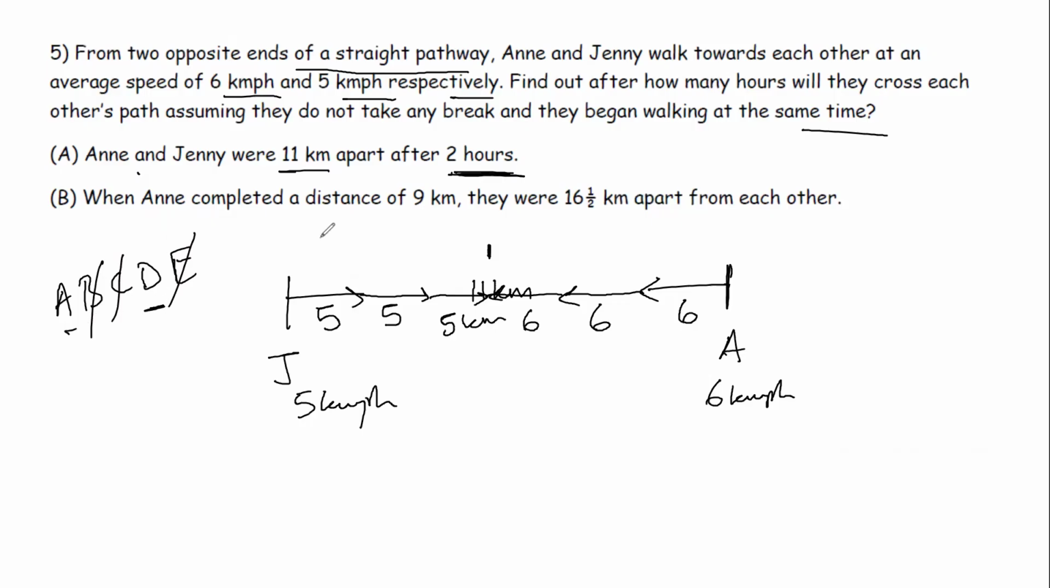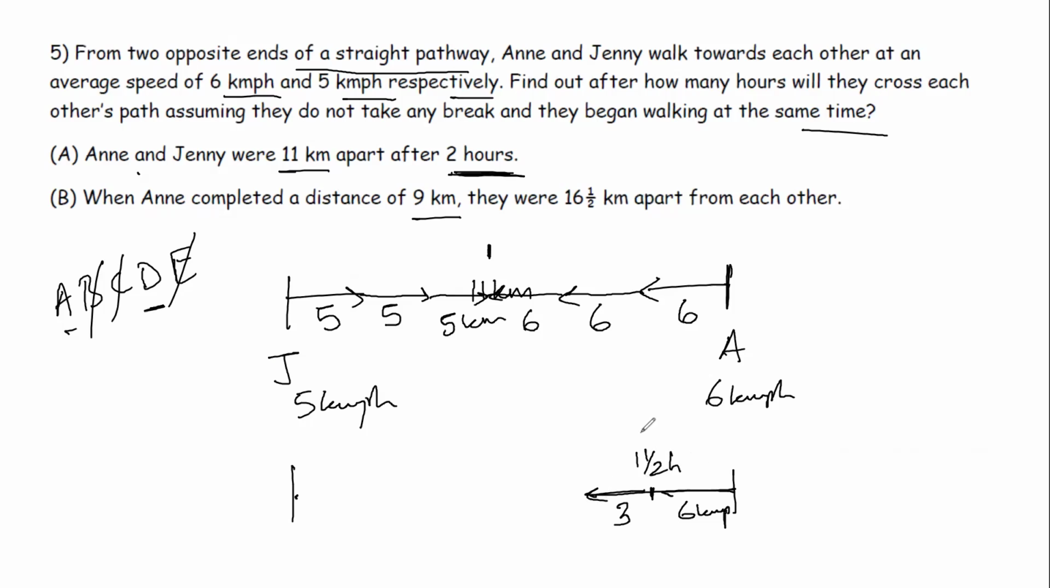Next one. When Anne completed a distance of 9 kilometers, they were 16 and a half kilometers apart from each other. So again, when Anne completed 9 kilometers, so we have 6, and 3. So clearly we know that in 1 hour she can go 6 kilometers. So 3 kilometers will be half an hour. So this is 1.5 hours time.